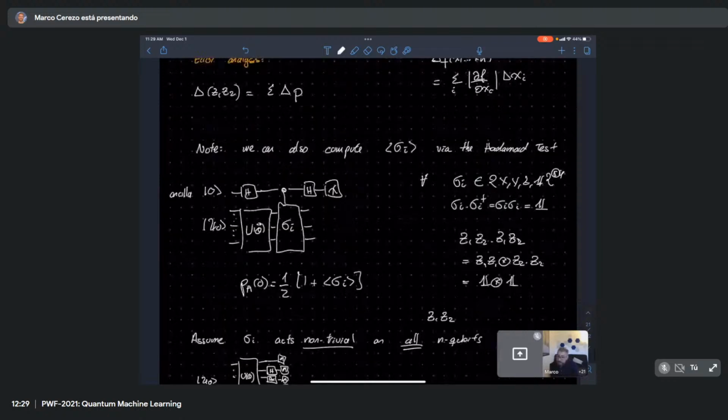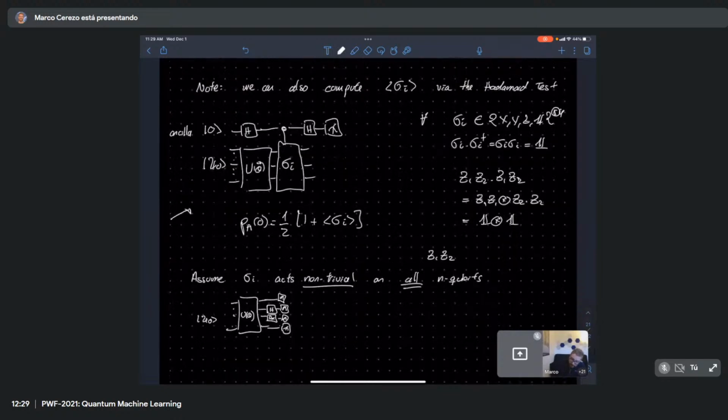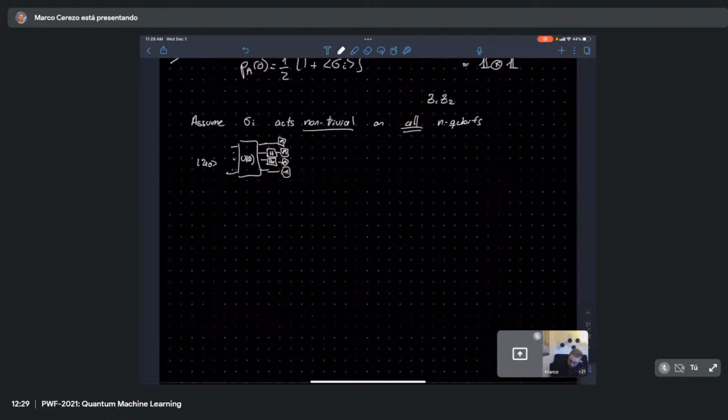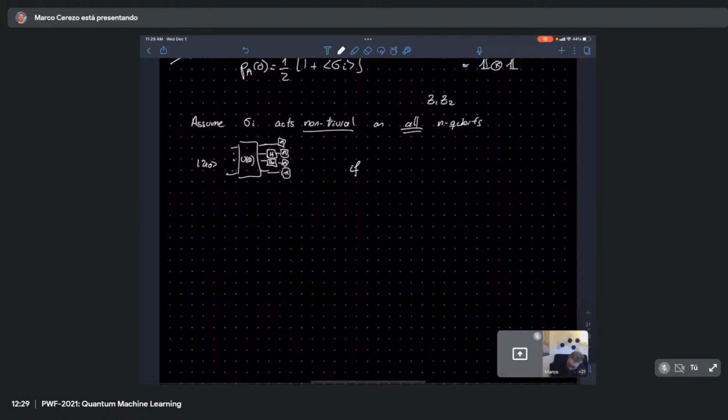The other thing that you can do is just essentially do the Hadamard test, because the Hadamard test is going to come at the cost of having to control this Pauli. So if we use the Hadamard test, it's going to come at the cost of controlling sigma_i's. But what is sigma_i if we think about it? Let's be more explicit about this.